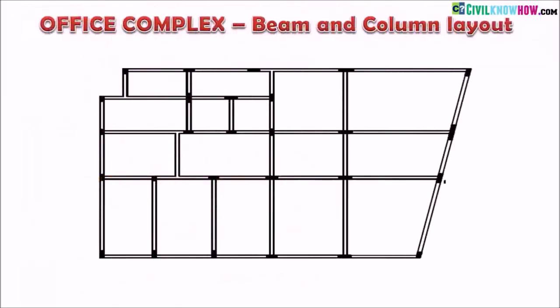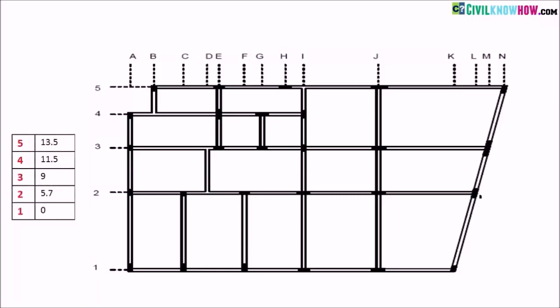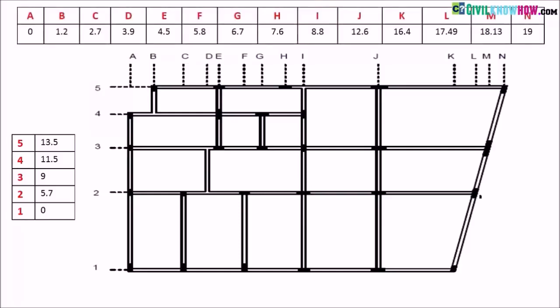This is a beam column layout of a commercial building that we are going to model. The best practice is to plot the entire plan with grid lines before you start modeling the structure in Etabs. In this layout, I have defined grids at different beam and column joints along both X and Y direction. So here, at the left, I have assigned grid lines with coordinate values along Y direction, and at the top, I have assigned grid lines with coordinate values along X direction.